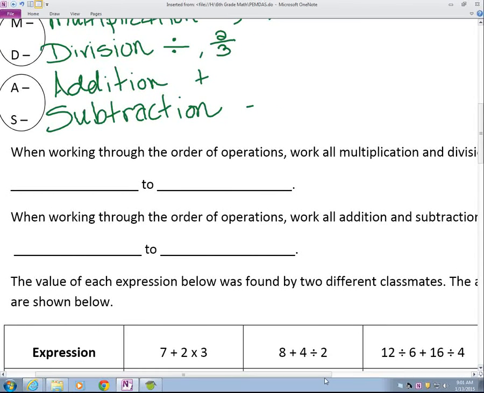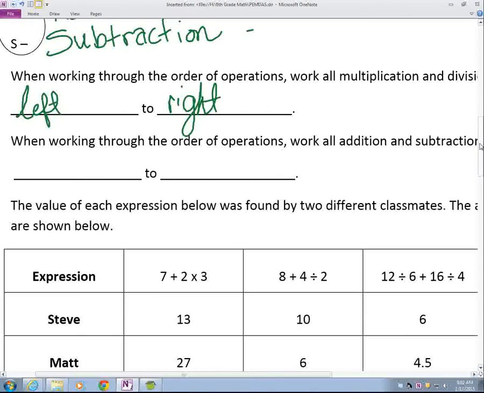Now, the reason why the multiplication and division are circled together is because it says, when working through the order of operations, work all multiplication and division from blank to blank. Left to right. Because when you're working on the same step, all those can just go left to right.